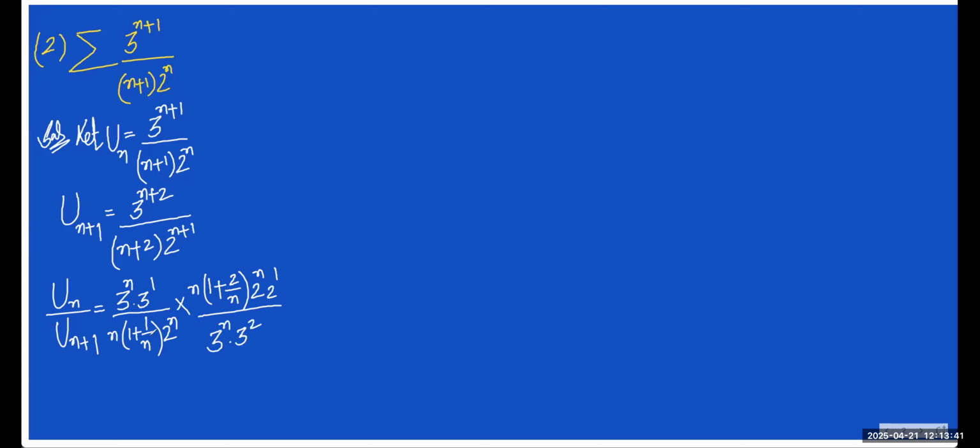N cancels. 2 power n cancels. 3 power n cancels. Look here also, it is cancelled. 3 power 1 and 3 square cancel. So let us apply the limit.